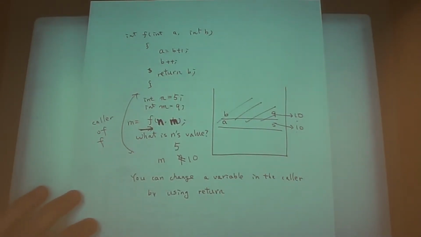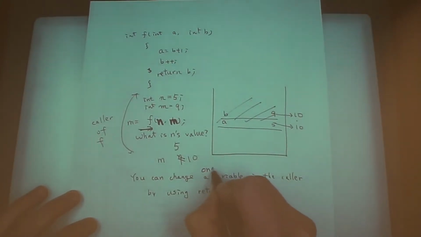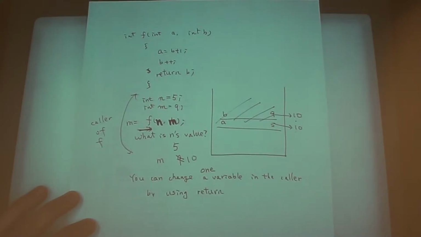How would I return both the value of a and b? That's something I'm going to talk about next. You can change a variable, and you can only change one variable. If you want to do 2, you're out of luck.